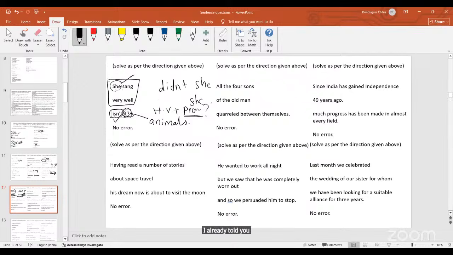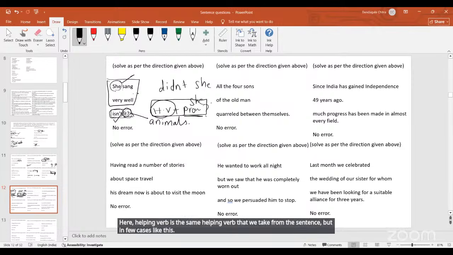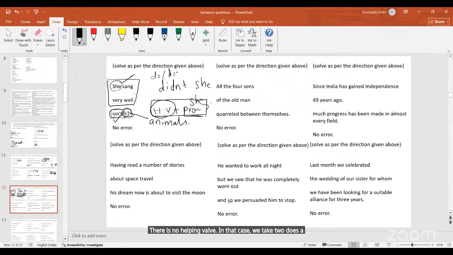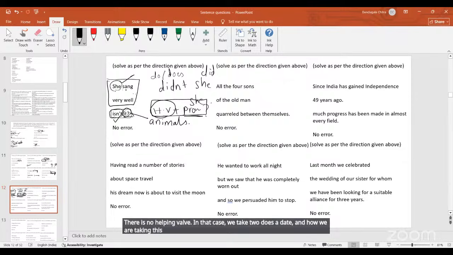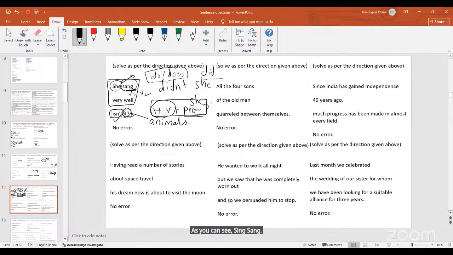I already told you the question tag format is helping verb plus pronoun. Here, the helping verb is the same helping verb that we take from the sentence. But in a few cases like this, there is no helping verb. In that case, we take do, does, or did, based on the verb form. If the verb form is V1, we take do or does. If the verb form is V2, we take did. As you can see, sing, sang. Sang is in V2 form, so we take did. As this is a positive statement, we change it into negative, that is didn't. And the pronoun in the sentence is she. So it is didn't she. She sang very well means didn't she? Not isn't it. If the sentence contains an "is" word, then we can proceed with "is."